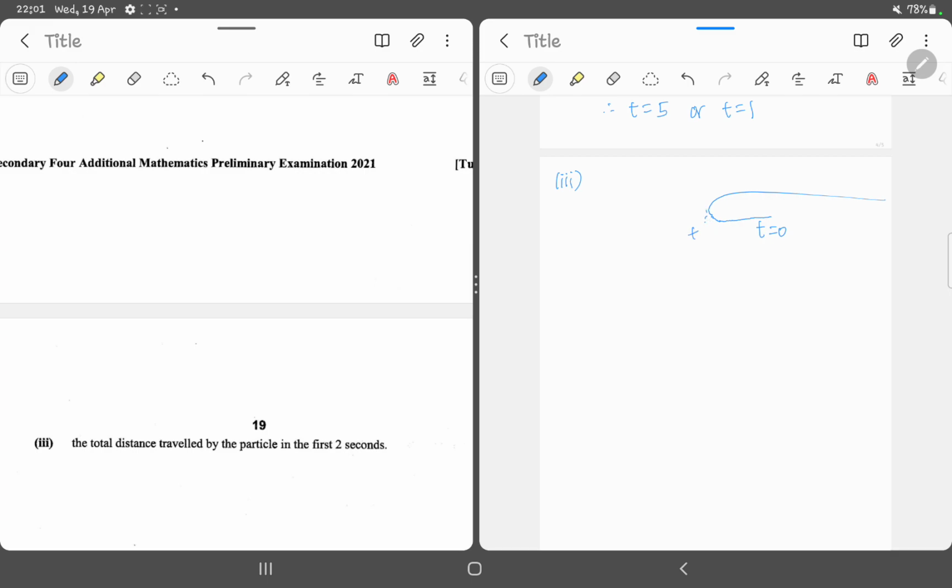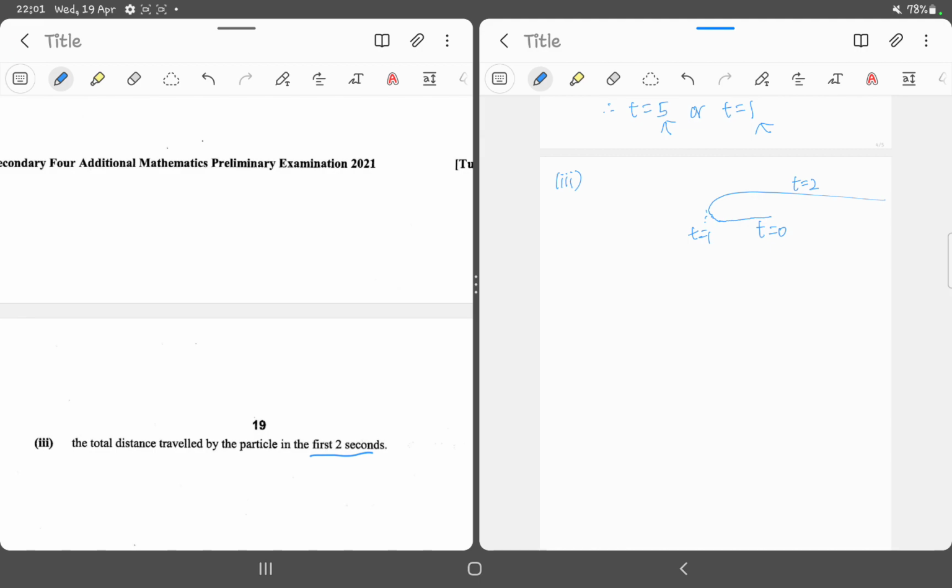So here is t equals 1, because that's what we found earlier. When the particle is instantaneously at rest, it means that the particle has changed direction and it has a turning point. Then we have to find from t equals 1 to t equals 2, because the question asks us to find the total distance traveled in the first 2 seconds. We also understand that there's another turning point, but since that turning point is t equals 5, which is after 2 seconds, there's no need for us to care about t equals 5.